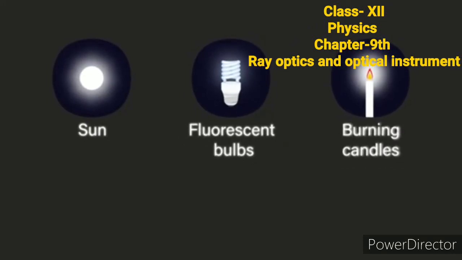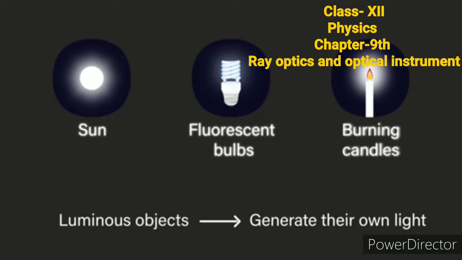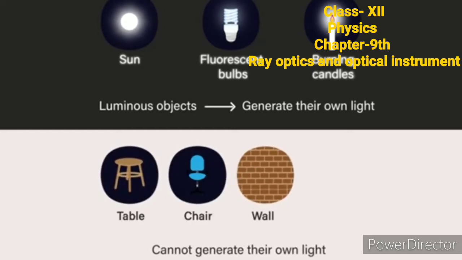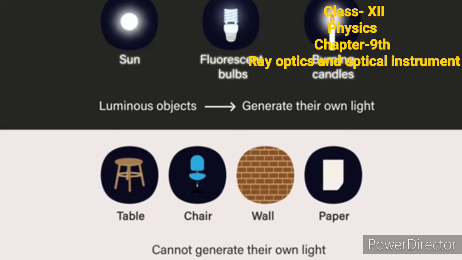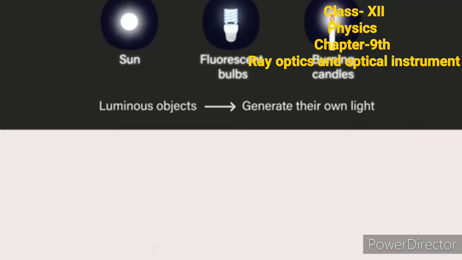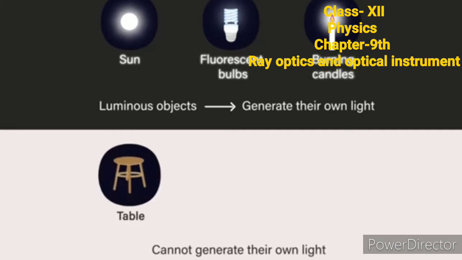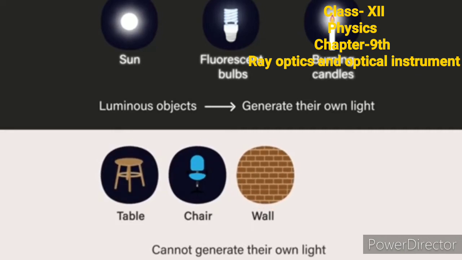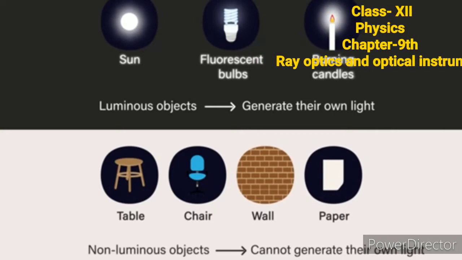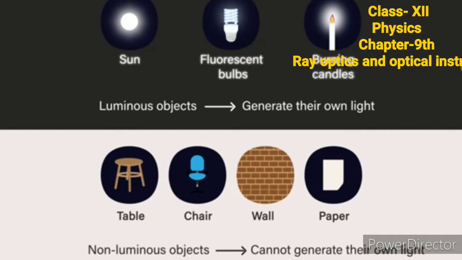Some objects generate their own light. Examples: the sun, bulbs, burning candles. Objects that generate their own light are called luminous objects. But most objects can't generate their own light, such as a table, a chair, a wall, etc. Such objects are called non-luminous objects.